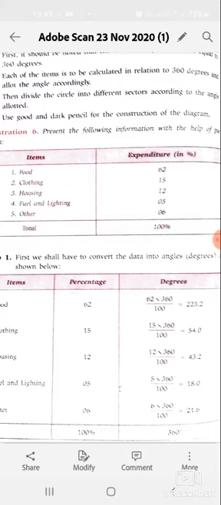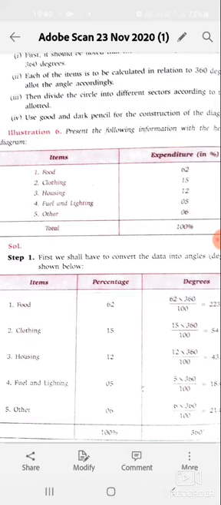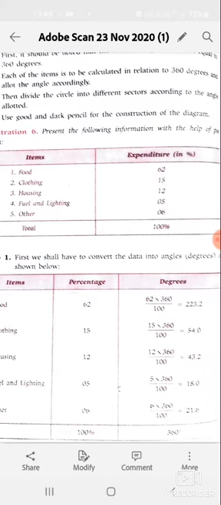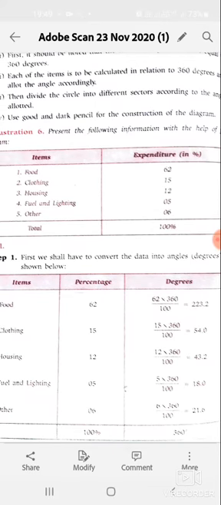Then with the help of a compass you can draw a circle, and from its midpoint, first you draw one radius to any point. You will see in the next, similarly you will plot all these degrees with the help of a compass, and then it becomes a pie diagram. Now the pie diagram is done.